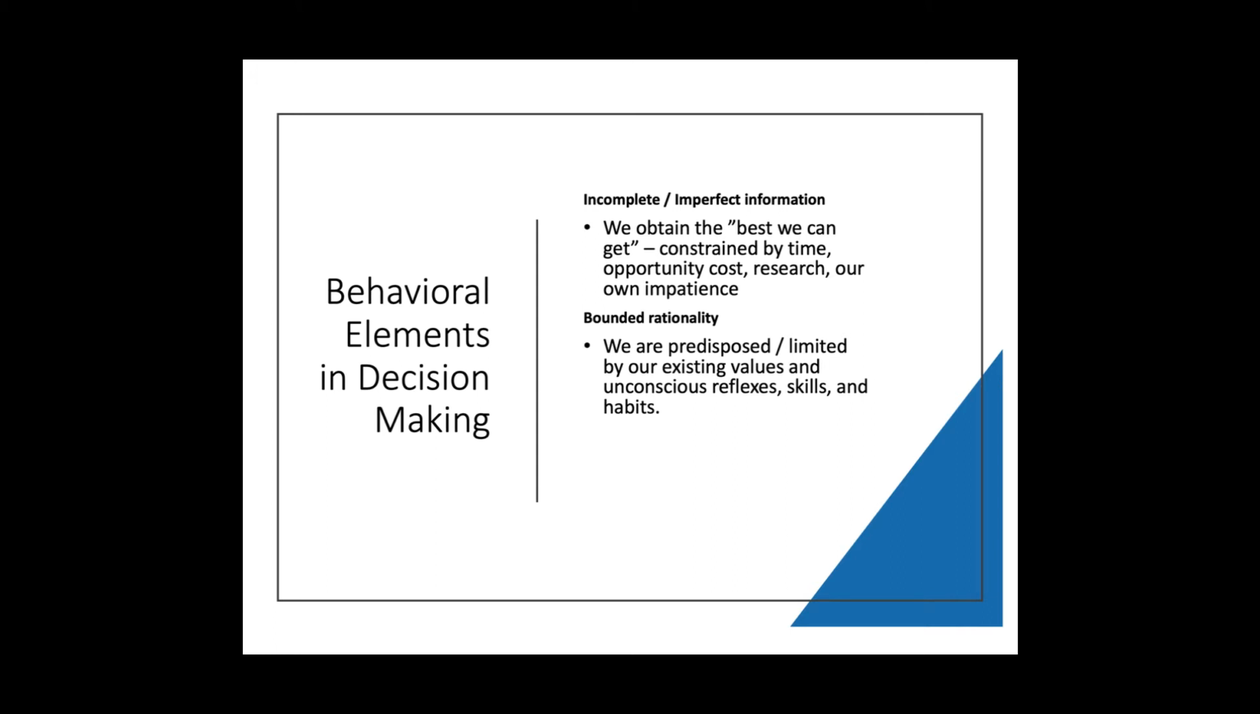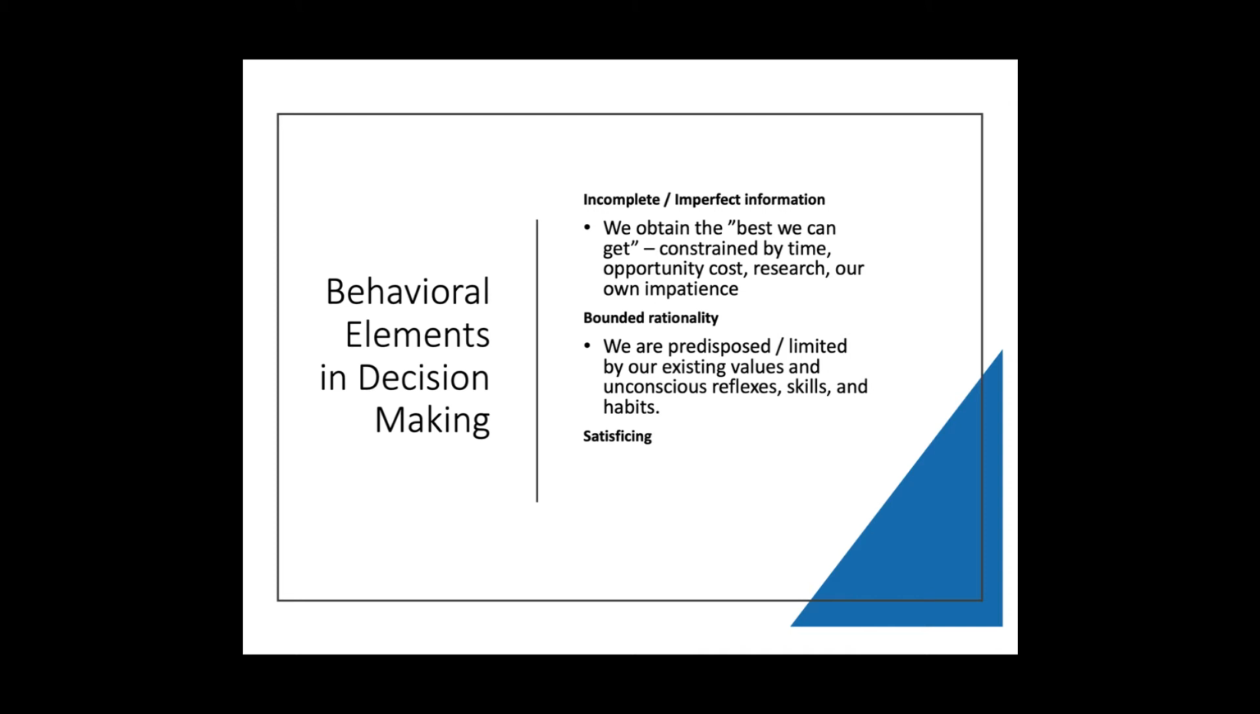And so because we have our own built-in biases, unconscious reflexes, and our own set of durable values, these constrain and bound us as we consider different types of options, dreaming up different types of alternatives. Sometimes we are simply not able to come up with all the possible alternatives because our own biases prevent us from thinking outside of the box.